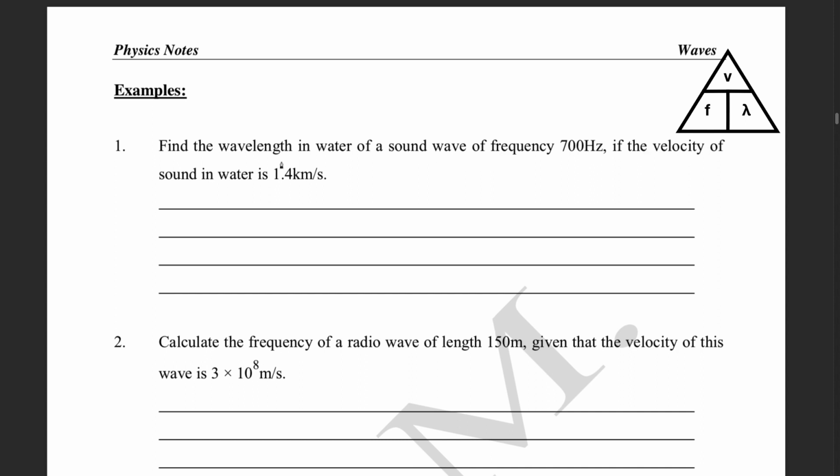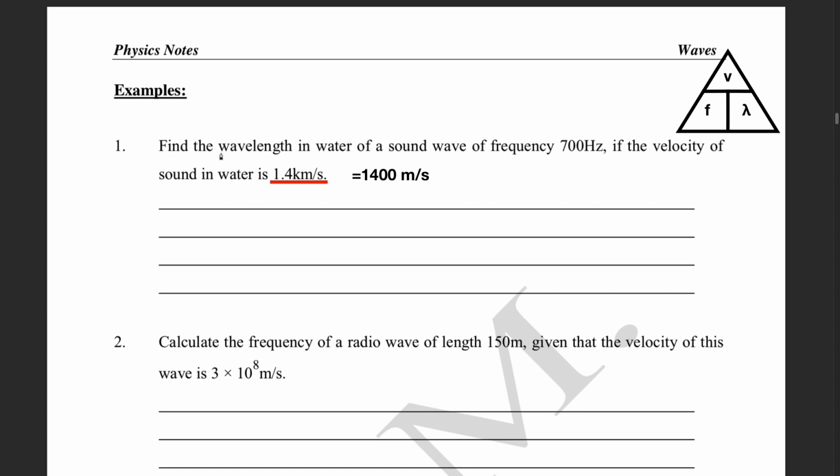If the velocity of sound in water is 1.4 kilometers per second. First of all, we have to convert that 1.4 kilometers into its SI unit. As we know, kilometers are not the SI unit, so we have to change them into meters, and we do this by multiplying by 1000. So that will become 1400 meters per second.